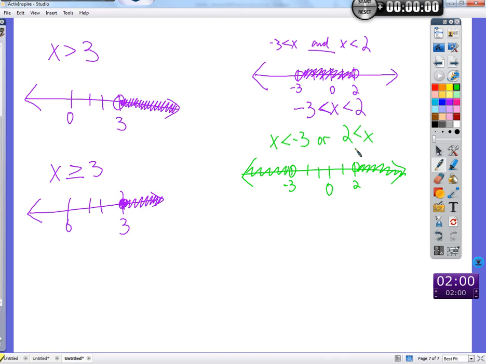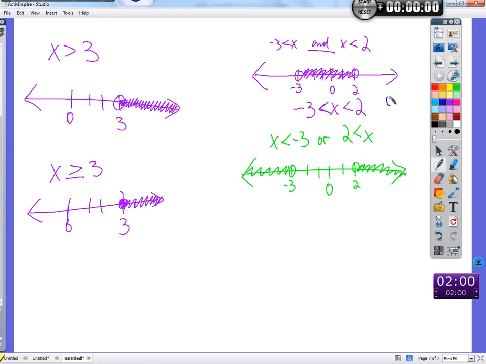Now, we could write this like this. We could put -3, and that -3 needs to be greater than x, but then x needs to be less than 2. But that's confusing. That makes us think that x is between two numbers when, if you really look at it, x needs to be less than -3, or it needs to be greater than 2. That makes it look like it's between two values, but it needs to be bigger than this number and smaller than that number, which is just odd. And that implies that it could be both at the same time. It can be one or the other, but it can't be both. So we just leave it like that.